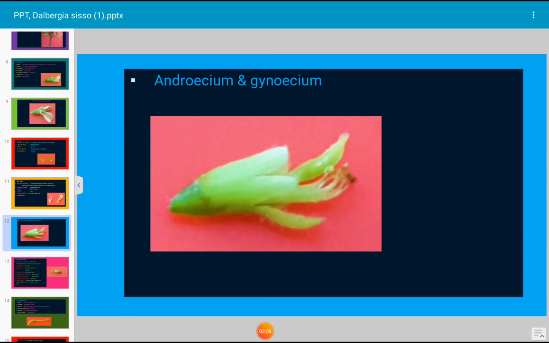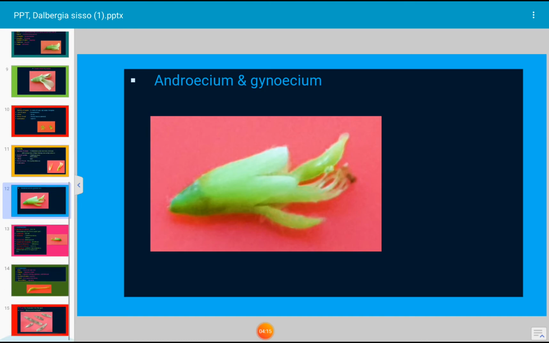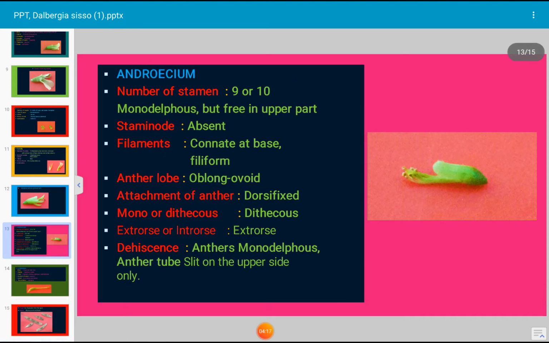Androecium and gynoecium both are present in the flower. Androecium is the male part of flower. Gynoecium is the female part of the flower. Androecium consists of anther and filaments, and gynoecium consists of ovary, style and stigma. Next, androecium. Let us see all the details of androecium.